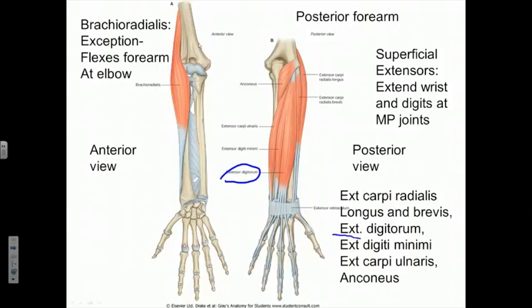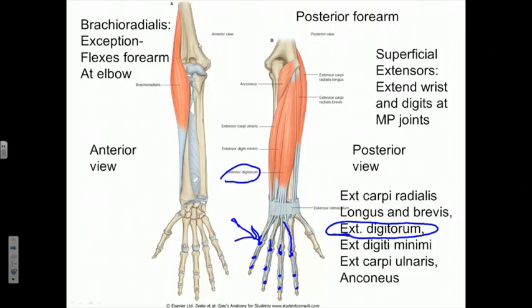But the extensor digitorum is kind of a misnomer in a way, because the major attachment site of its tendon is really only to the bases of the proximal phalanx. That's the major attachment of its tendon. It does send slips that do attach to the base of the middle phalanx and the base of the distal phalanx, but this muscle is not powerful enough to extend the fingers at the interphalangeal joints.